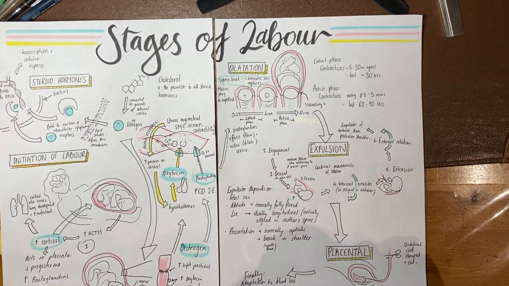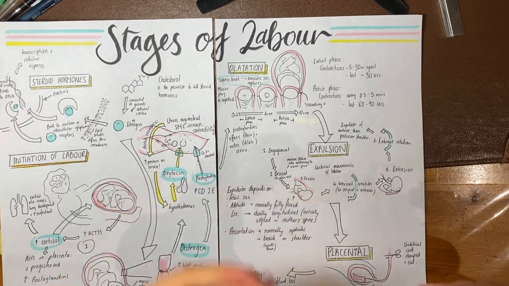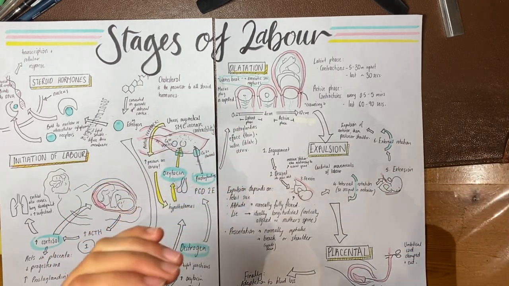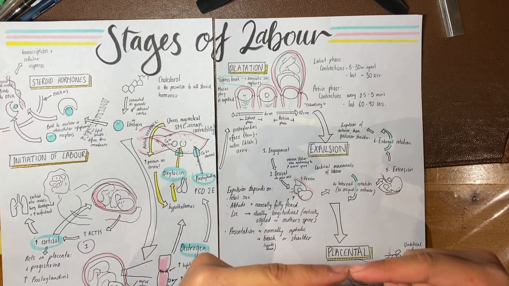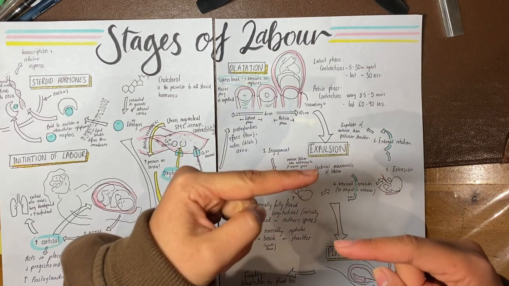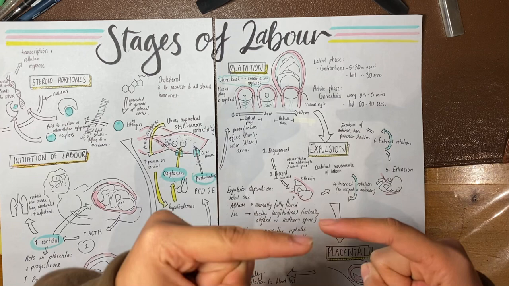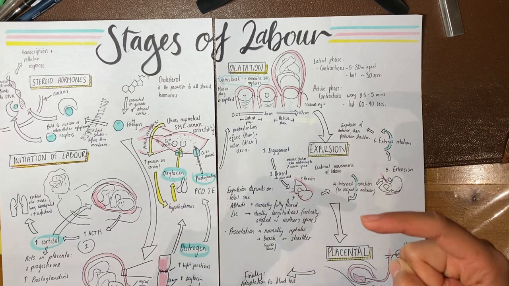At this point, we can use something called a station to measure the level of descent of the fetal head. So the station is the relationship of the fetus's head to the ischial spines of the mother's pelvic brim. For example, if the fetus's head is 1 centimeter above the level of the ischial spine, the station would be -1. And if it was, say, 3 centimeters below the ischial spines, the station would be +3.